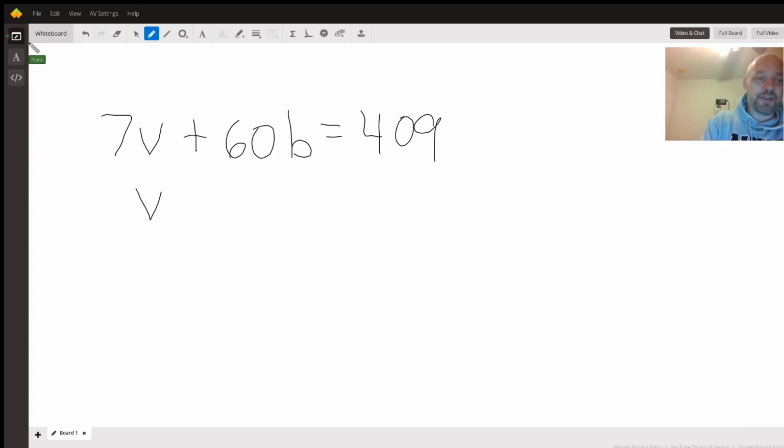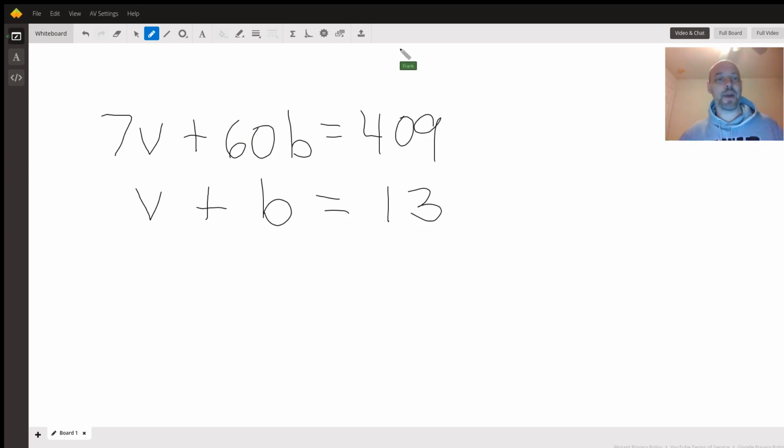So we also know that V plus B equals 13. A lot of times in these simultaneous equation word problems, there's going to be one equation like this one for value and one equation like this one for number. So we have 7 students per van plus 60 students per bus equals 409 total students. The number of vans plus the number of buses equals 13. And we want to find how many of each type of vehicle they used.